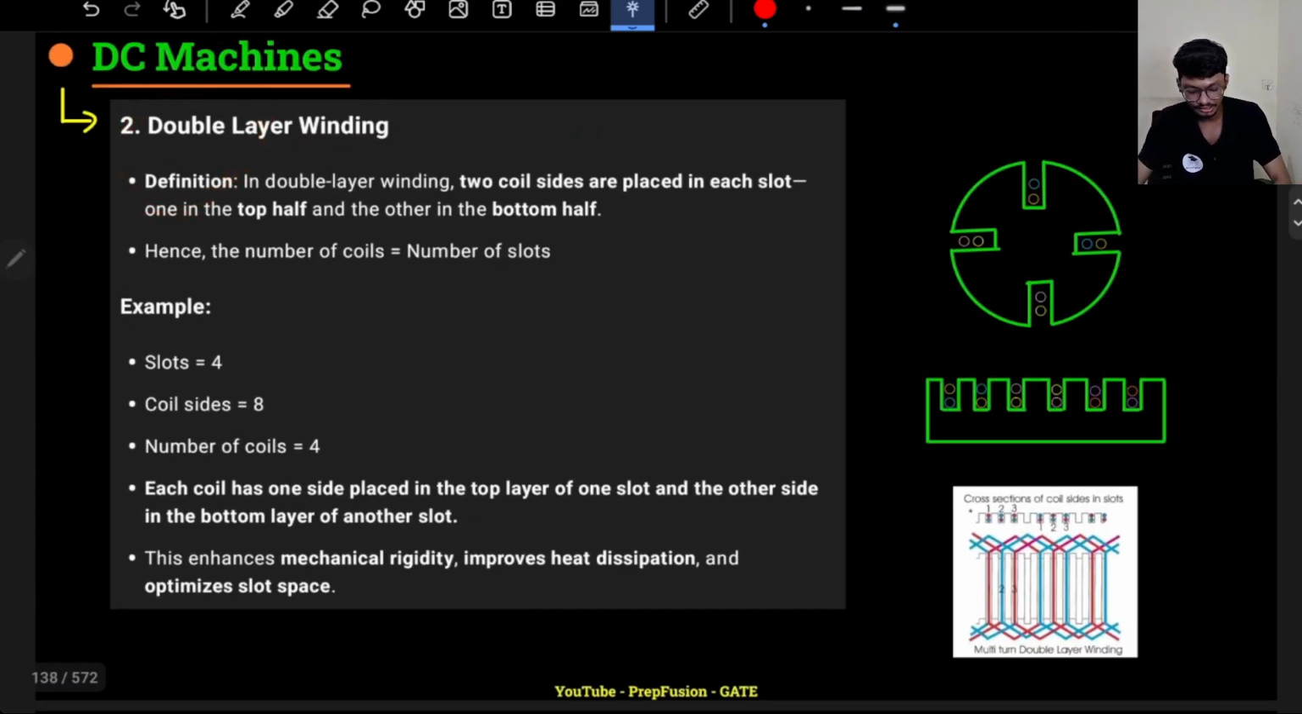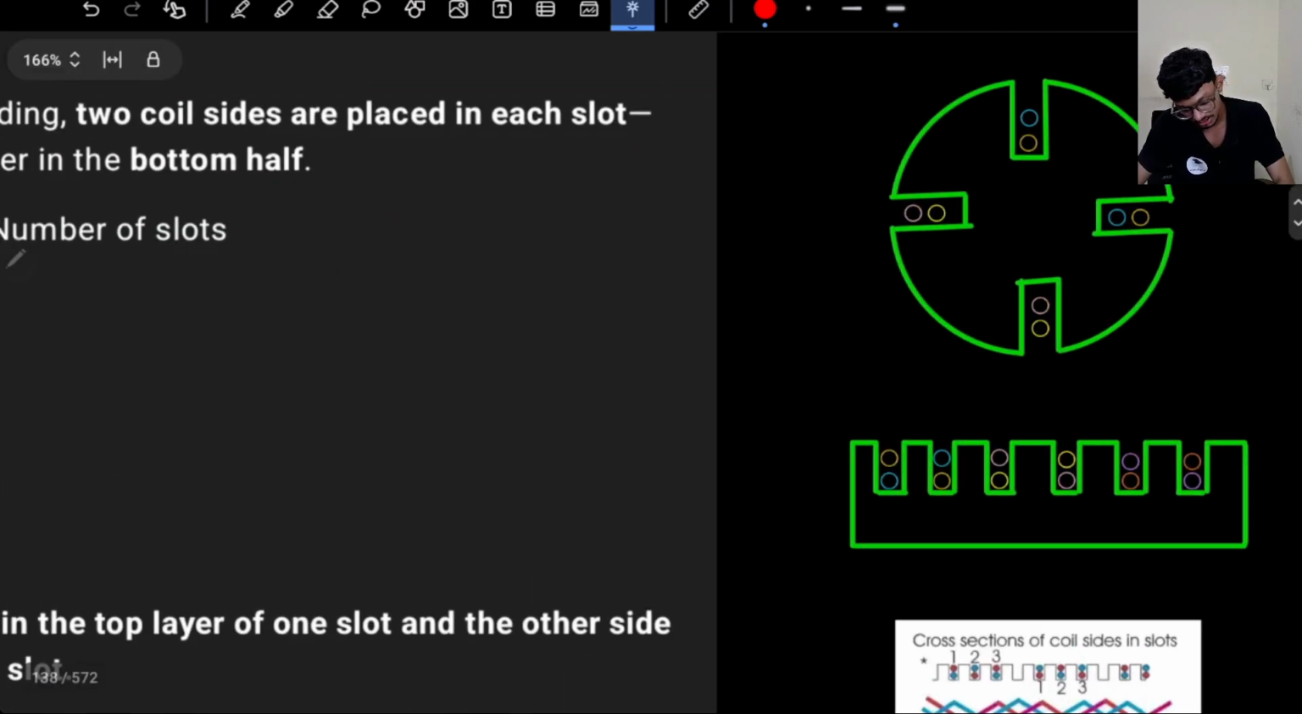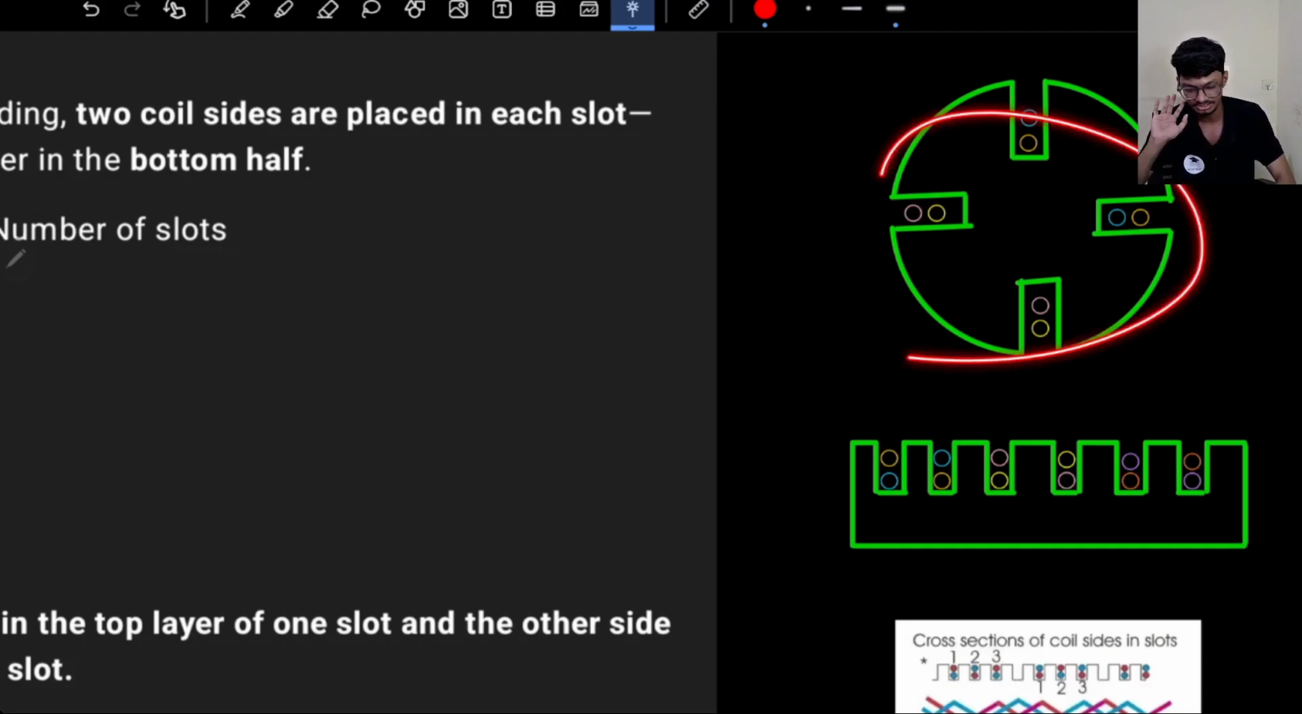So in double layer winding, each slot will contain two coil sides, right? One in the top half, other one in the bottom half. So this will contain a whole coil, right? One side of the coil will be placed in the bottom, other side of the coil will be placed at the top. That's how we place the conductors to maintain symmetry.